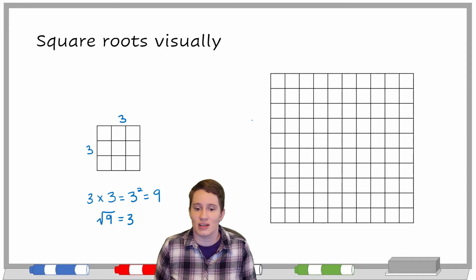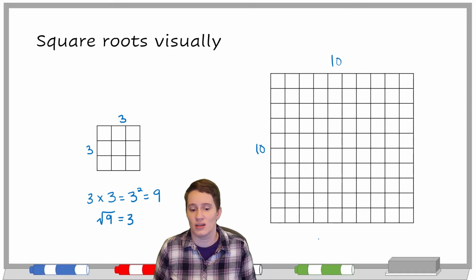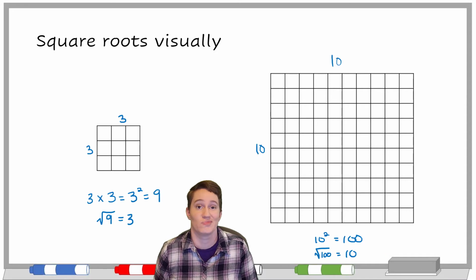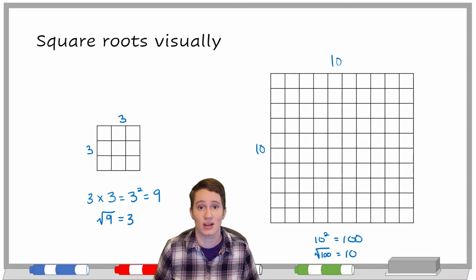So the same kind of thing over here. This is a 10 by 10, so it would be 10 squared, which equals 100, which means that we can say that the square root of 100 is 10. So that's a way to visualize what's happening with squares and square roots.